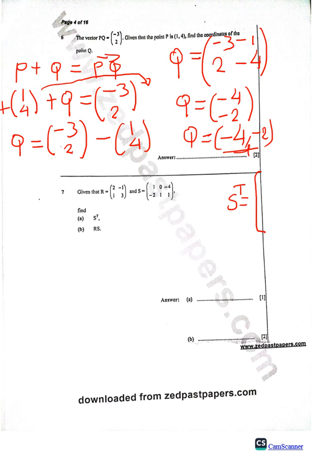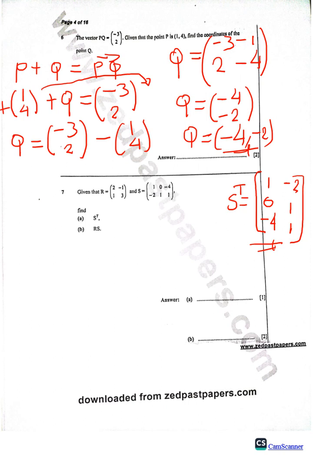So the first row here, 1, 0, and negative 4, will become our first column. So 1, 0, negative 4. As we can see, we've turned our first row into our first column of the second matrix. Then the second row, negative 2, 1, 1, will become our second column. So it's negative 2, 1, 1. So this is our S transpose.